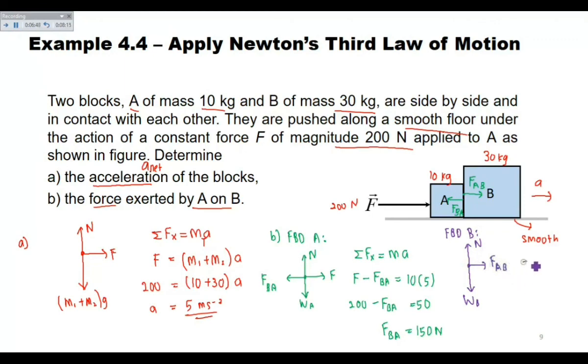Okay, so yang ni kita resolve lah. Summation Fx equals to MA. Okay, forces acting in X direction is just FAB equals 30 times 5. So we will get 150 newtons. Kita akan dapat jawapan yang sama. Tu macam saya cakap tadi, ini adalah third Newton law. Okay. Dia punya value sama, tapi direction sahaja yang berbeza.